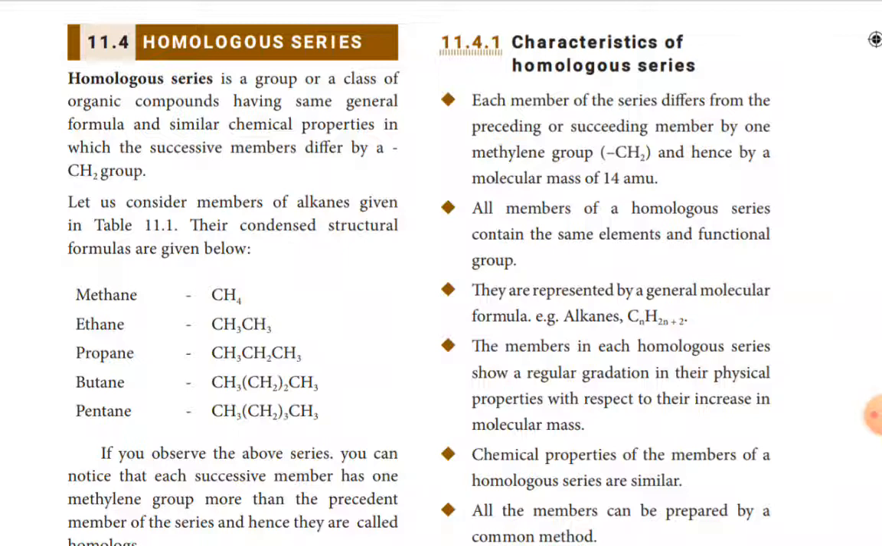Here, let us consider members of alkanes. Their condensed structure is given. So methane, ethane, propane, butane, pentane. Following that, hexane, heptane, octane, nonane, decane.